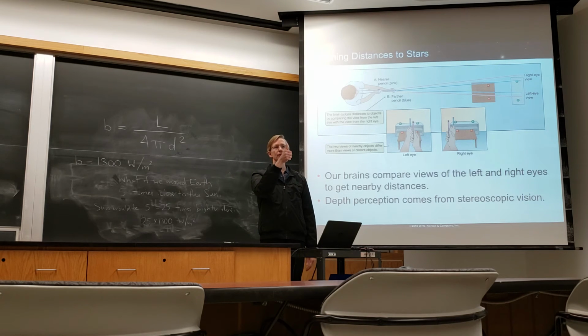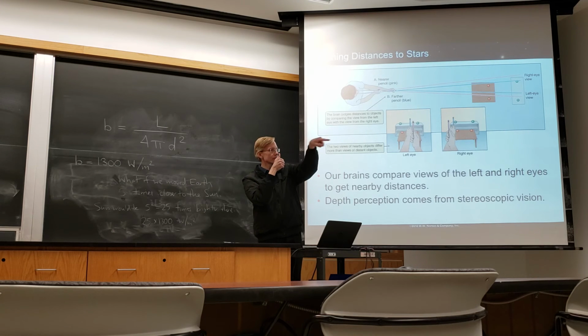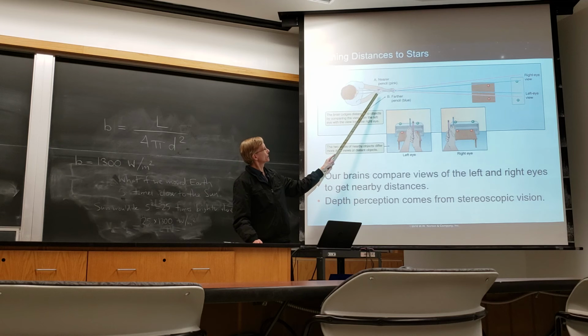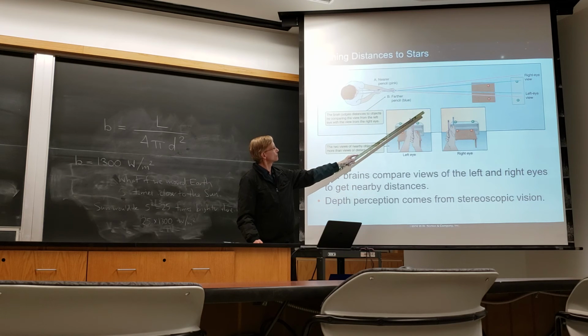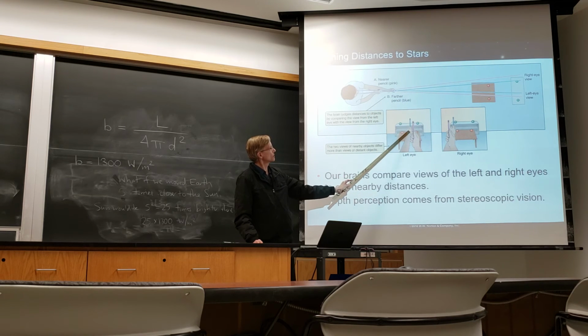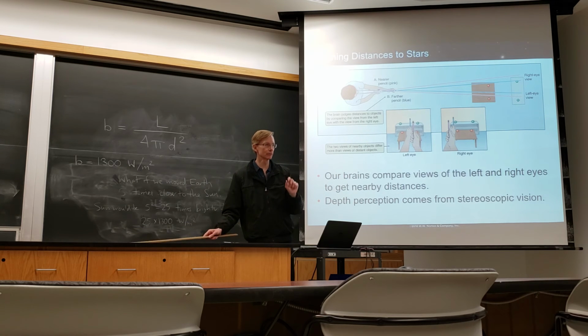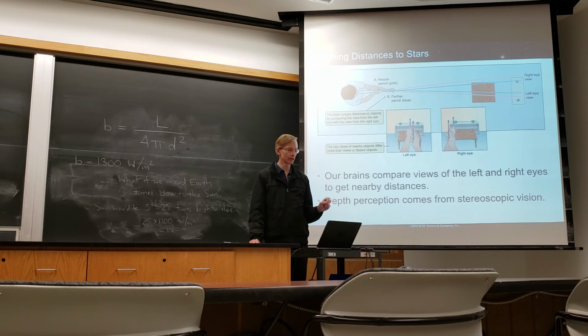The closer your thumb is to your face, the bigger is the shift in view by your eyes, just from the geometry. Here's a nearer pencil and a farther pencil. The lines of sight from the eyes to the nearer pencil shift back and forth more than the farther pencil do. And so the near pencil shifts back and forth between the two eyes more than the farther one does.